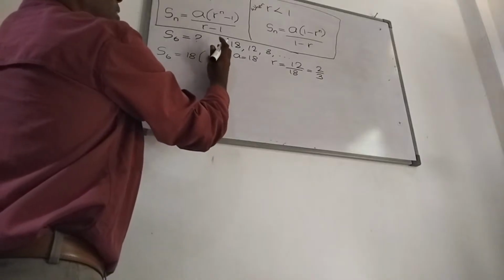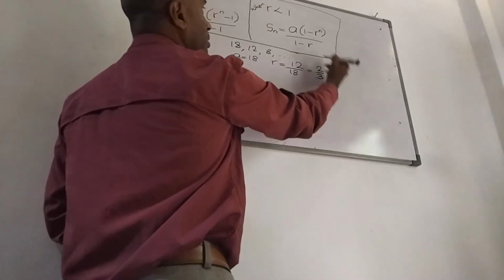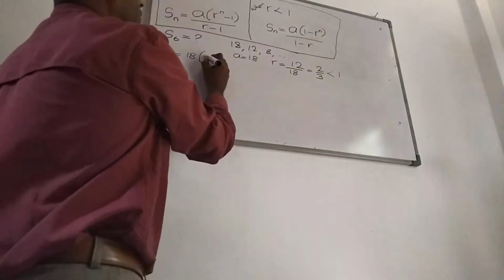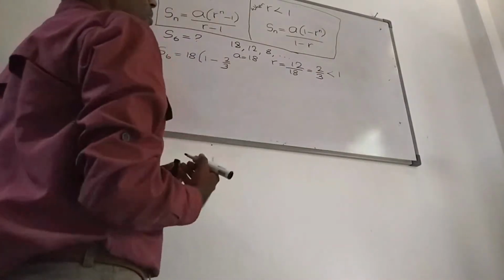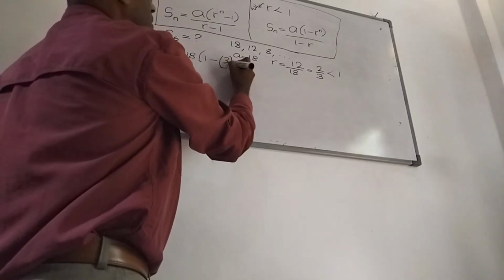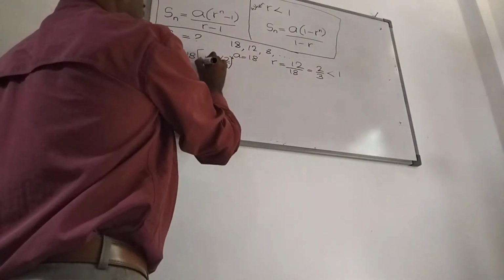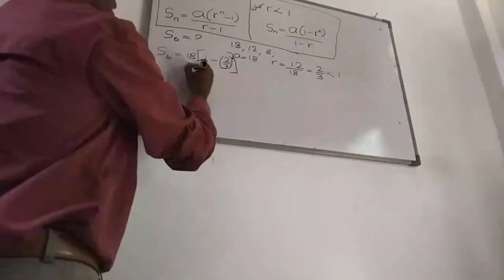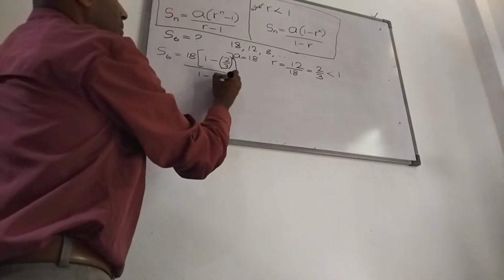But 2/3 is less than 1, so it's better to use this formula: 1 minus 2/3 to the power 6, divided by 1 minus 2/3.